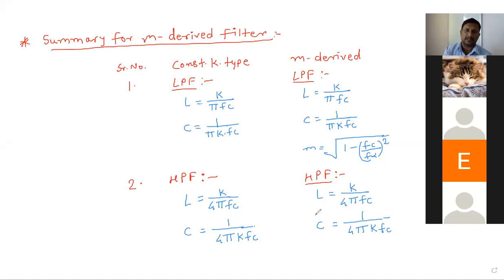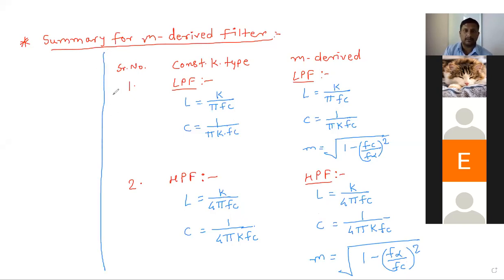जे फॉर्म्युला सेम आहे, फक्त M चा फॉर्म्युला डिफरंट आहे. So M is equal to what? Under root 1 minus F alpha divided by FC bracket square. So compare these two M expressions. Here FC divided by F alpha is there for low pass filter. For high pass filter, F alpha divided by FC is there. That is only different. So this is the summary in tabular form we can remember.